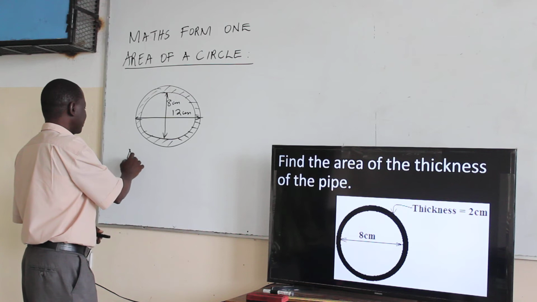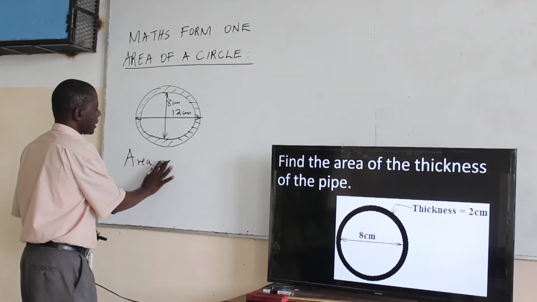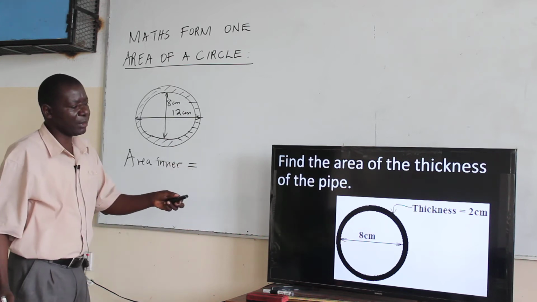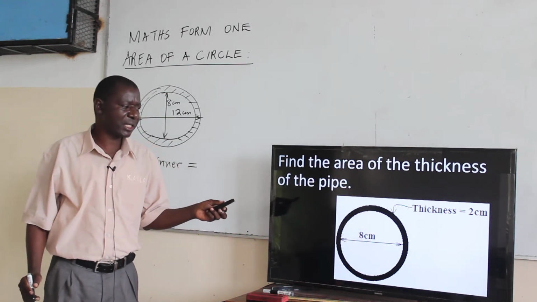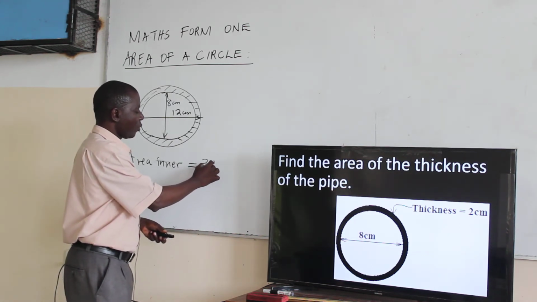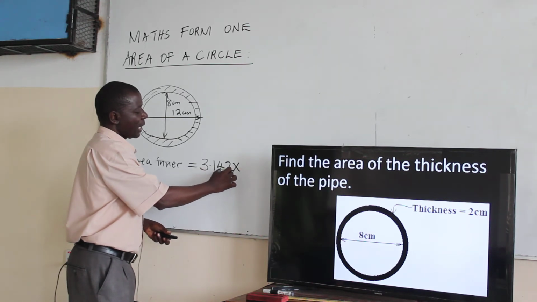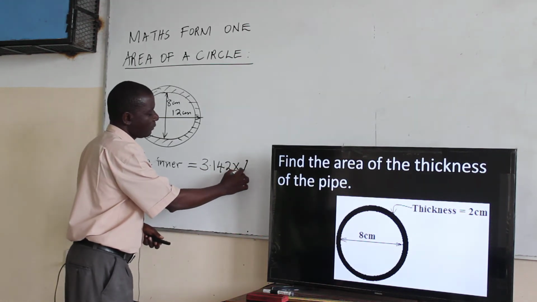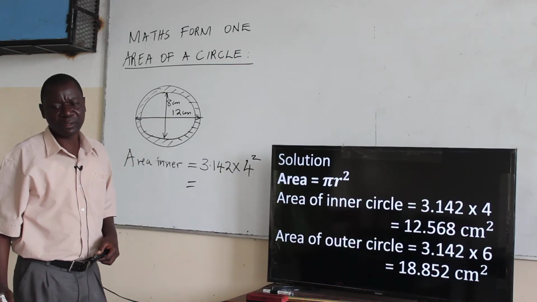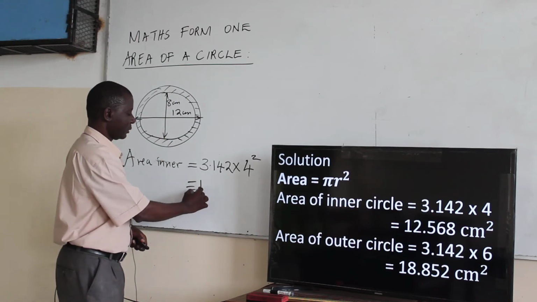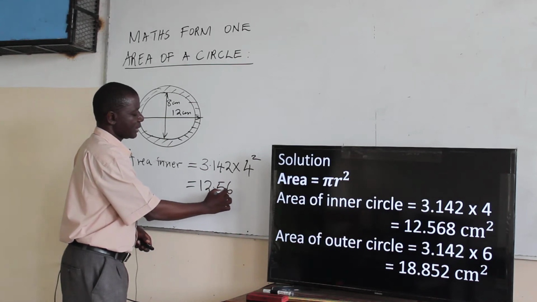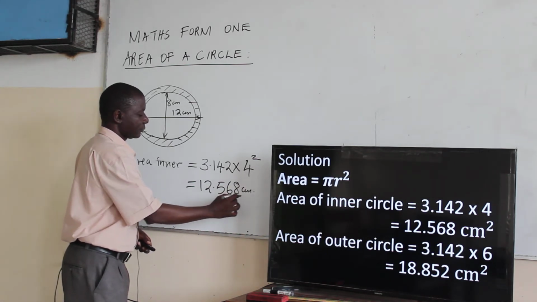So let me start with the area of the inner circle. The diameter of the inner is 8, so the radius of the inner is 4. So pi is 3.142 multiplied by the radius of the inner circle, which is 4 square. So that is going to give us 12.568 centimeters square.